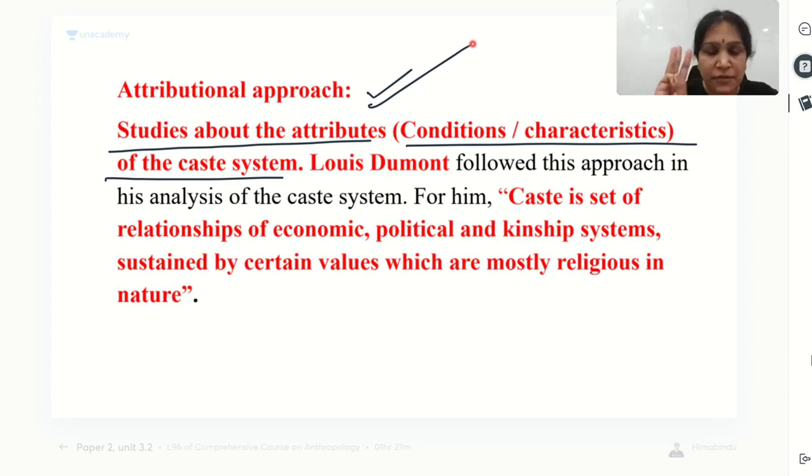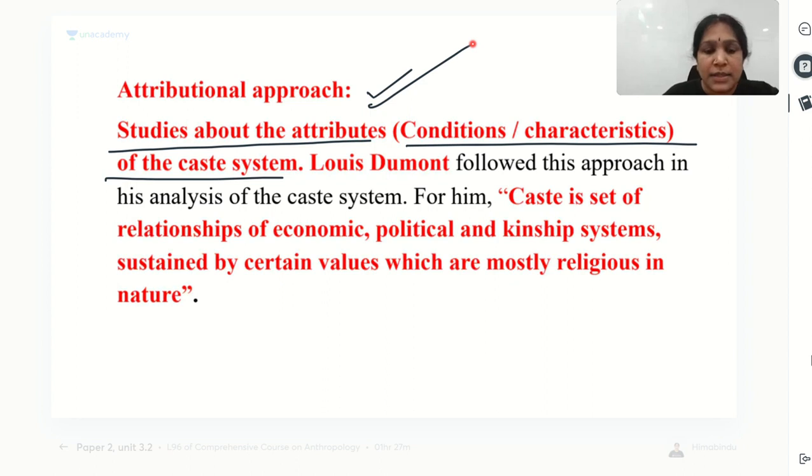I hope three terms are clear. First of all, what do you mean by approaches? Second one, Indological approach. Why is it called Indological approach? Because of Indian sacred textbooks. Okay. Next one, attributional approach. Why is this called attributional approach? Because we are studying the attributes. Attributes means what? Conditions or characteristics of the caste system. Is it clear? Okay, very good.